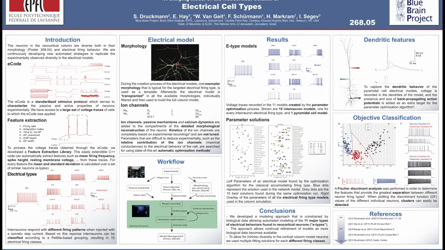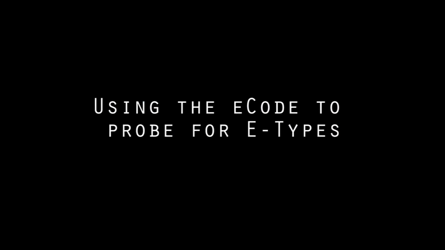In the poster that I was presenting, we are basically showing how we make the electrical models for our column, so how all the ion channels are spread in the neurons that we are modeling, and how we try to automate the process of creating these electrical models so that we don't have to hand tune anything, that everything can be automated by our Blue Gene computer.